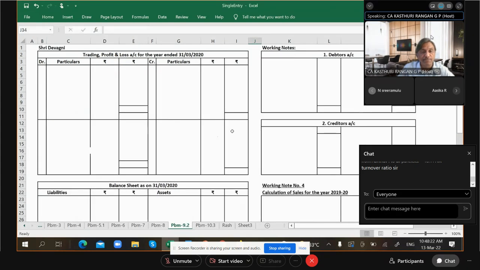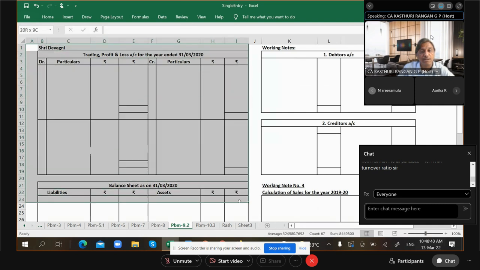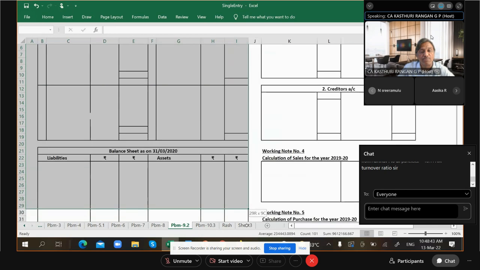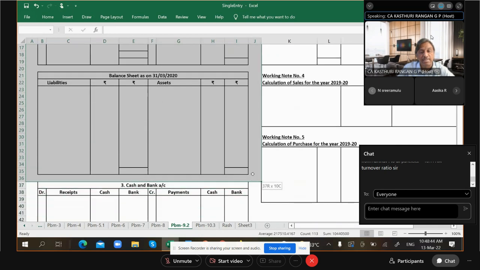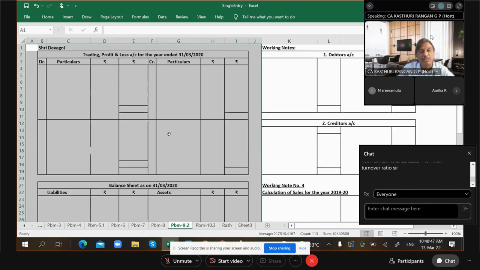Assuming you have read the problem thoroughly, let's start the solution. How do we present the solution? First put the name, then write trading P&L for the year ended 31st March 20, then balance sheet. See, this will be shown in the first page of your answer. Understand carefully. The first page of the answer will show trading P&L and balance sheet.